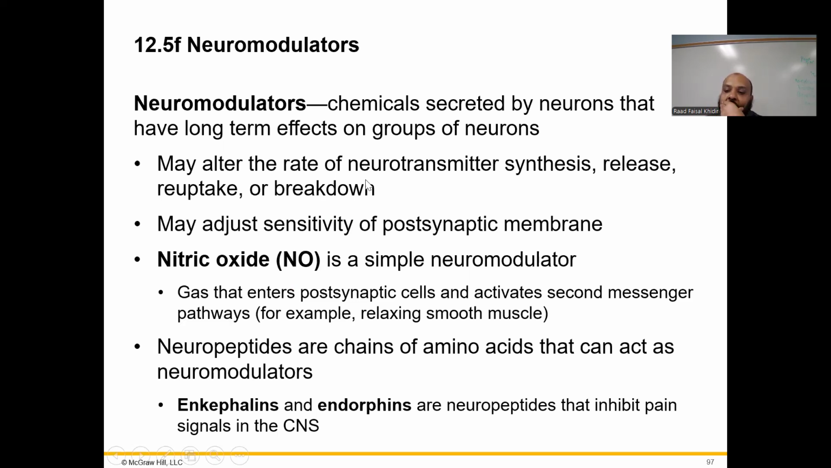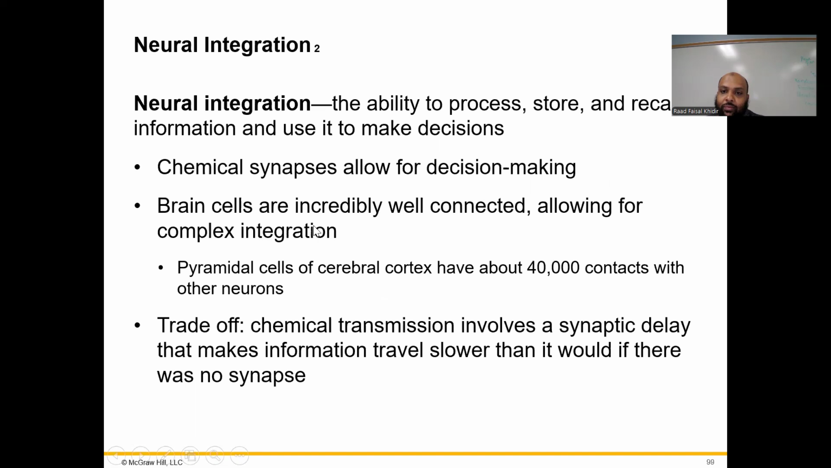Nitric oxide is a simple neuromodulator. It is a gas that enters the postsynaptic cells and activates the second messenger pathways, for example, relaxing the smooth muscle cell. And neuropeptides are chains of amino acids that act as neuromodulators. You have enkephalins and endorphins. These are neuropeptides that inhibit pain signal in the central nervous system.